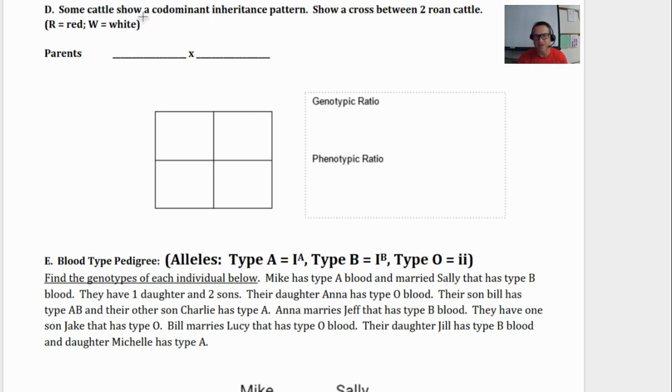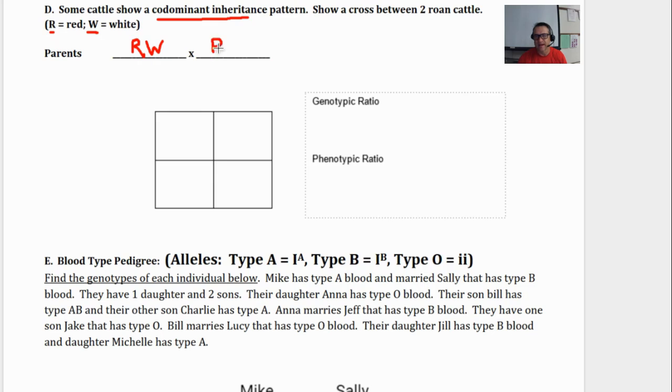All right, so some cattle show a co-dominant inheritance pattern. So we have two alleles. We have the red allele and the white allele. We're going to cross two roan cattle. Roan cattle are red and white, so they're going to have a red allele and a white allele. That's what makes them red and white. They're not pink. If they were pink, that would be incomplete dominance.